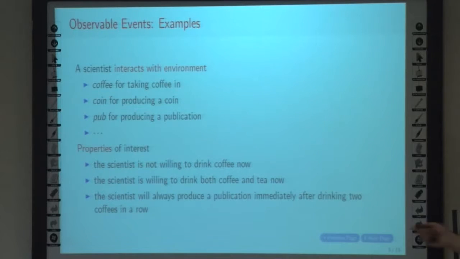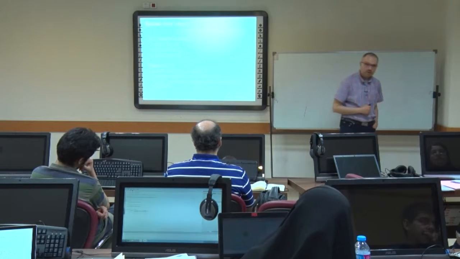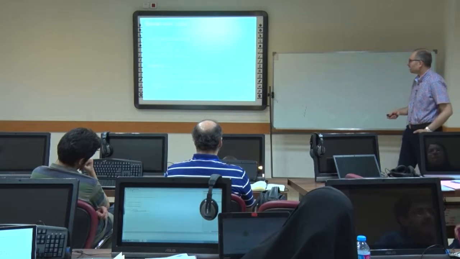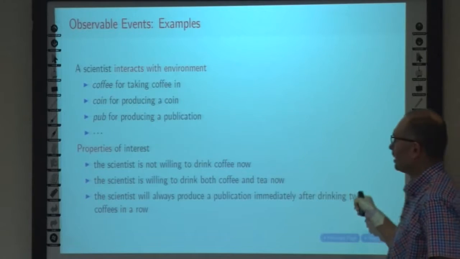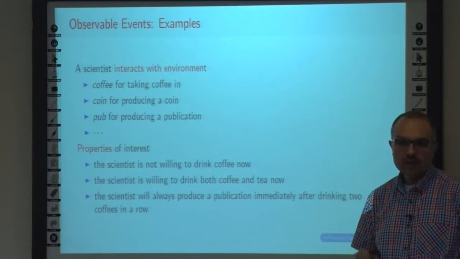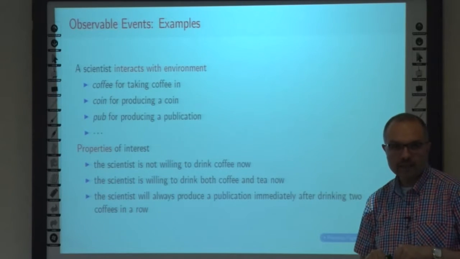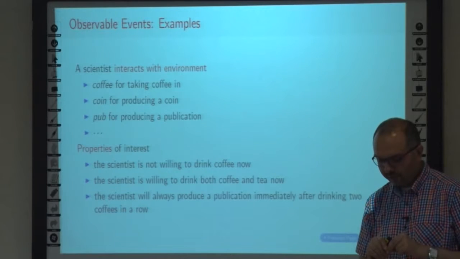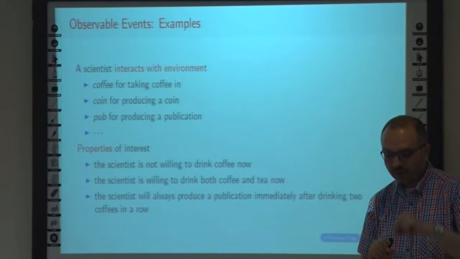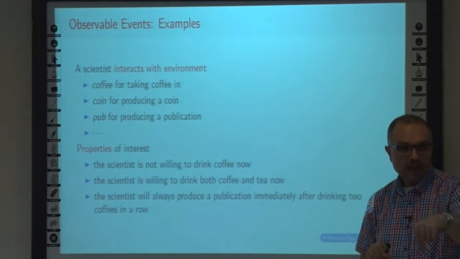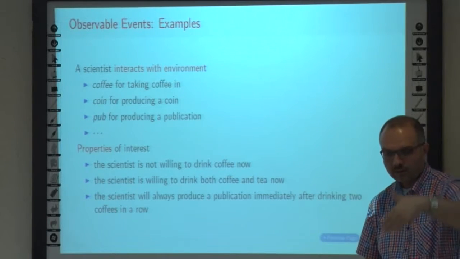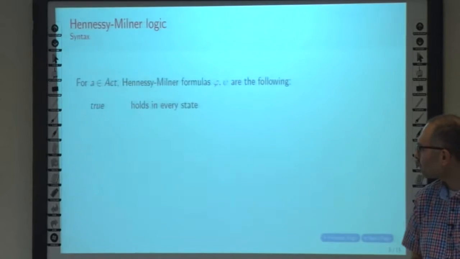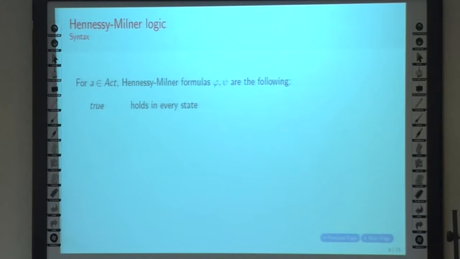But another property that does talk about time is that the scientist will always produce a publication immediately after drinking 2 coffees in a row. Right? So this is not talking about the current state. It talks about the state in which you have already drunk 2 coffees, and then afterwards immediately you should produce a publication, right? So it talks about sometime in the future. And for that we use this syntax that I will introduce right now.